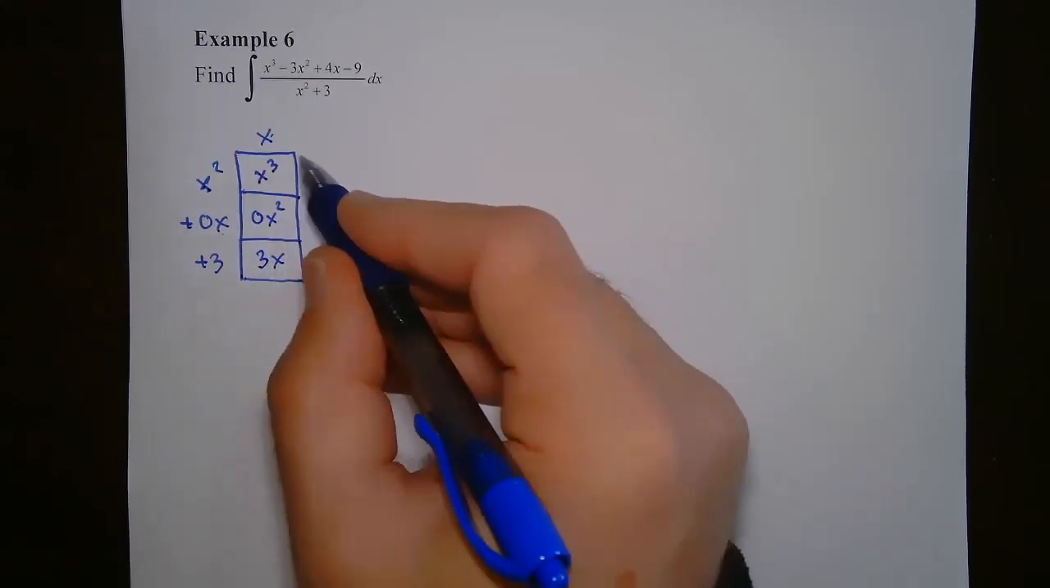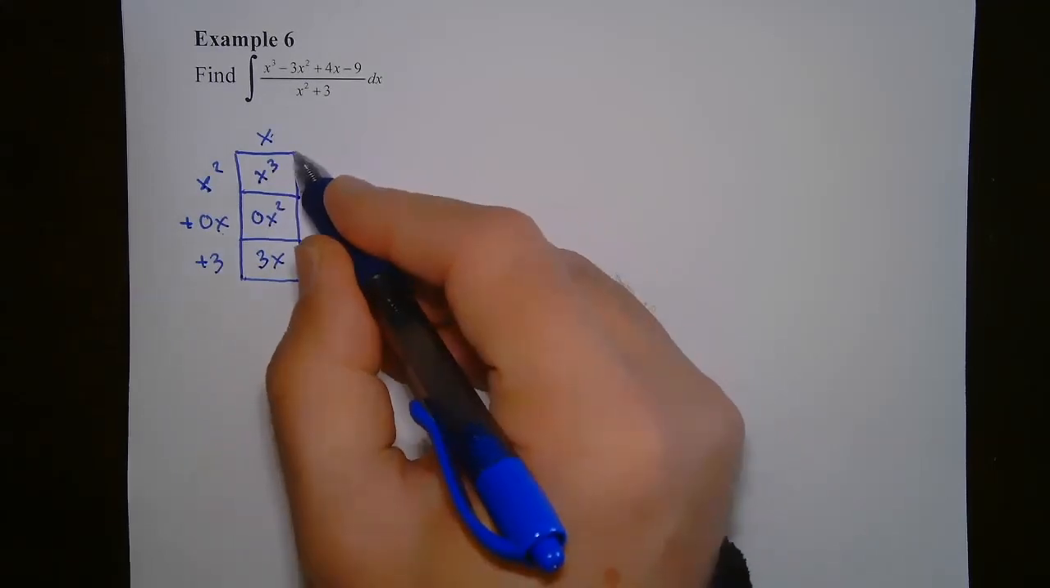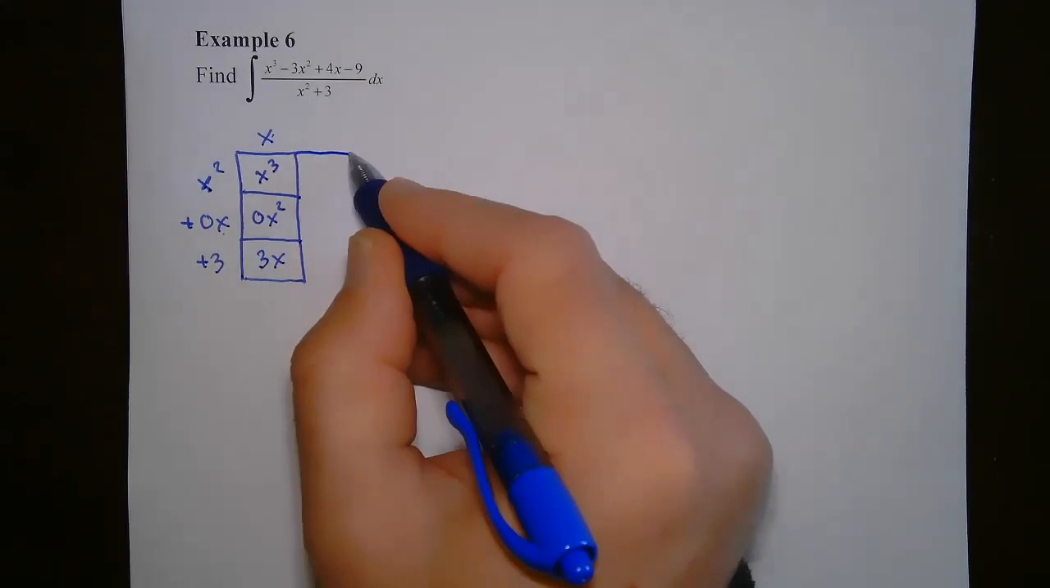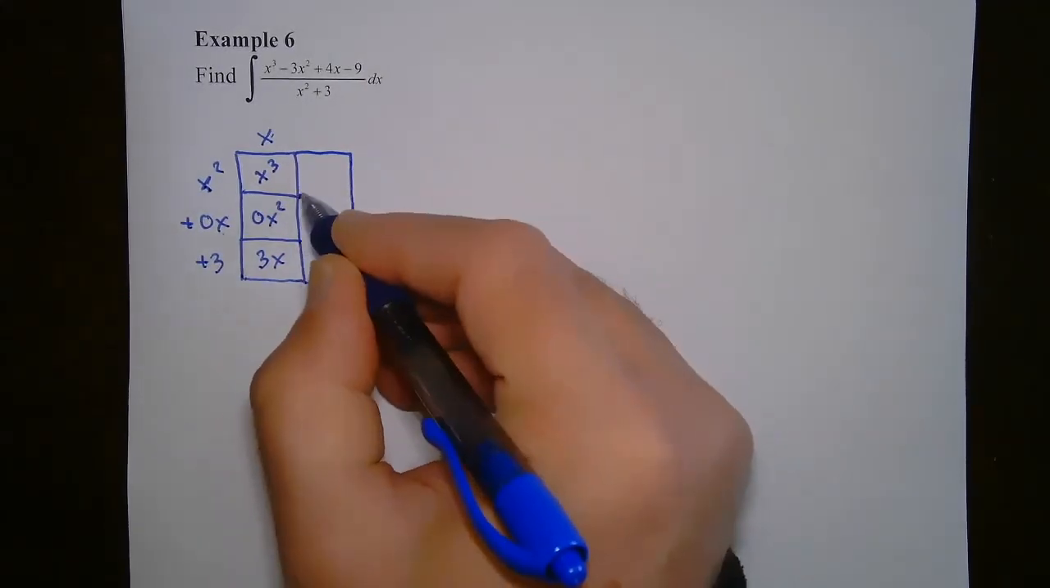Okay, we're going to add our next column. So this is the x column. The next one's going to be our constant column. So we're going to add our next column, and this will be a full column. After this, it will be just the remainder column.